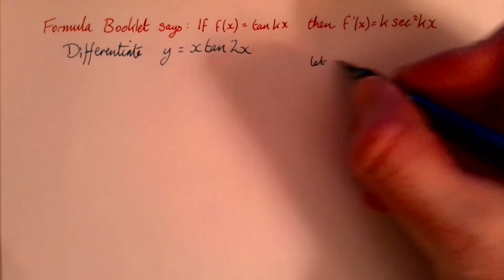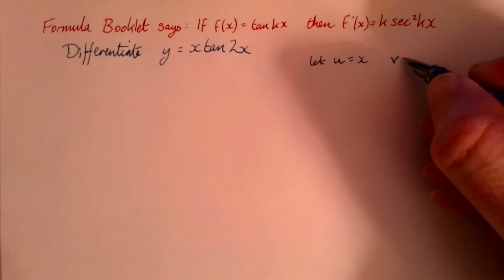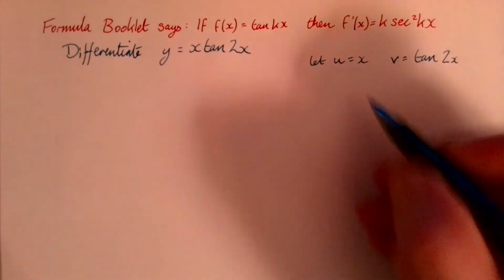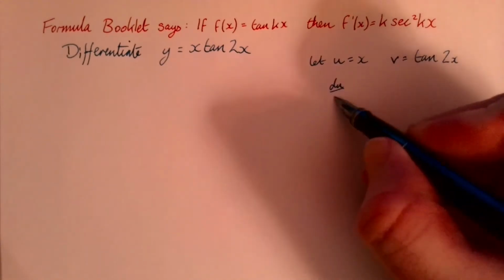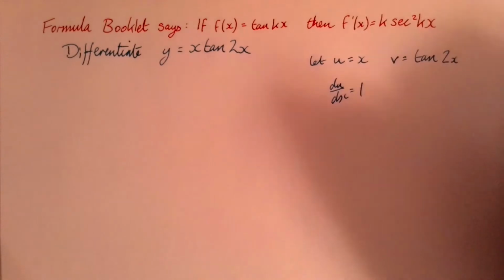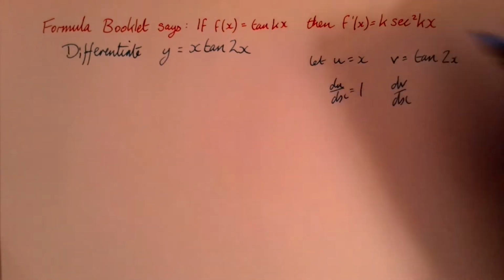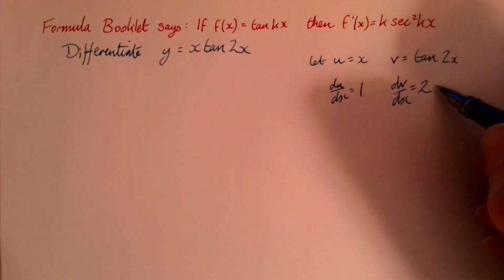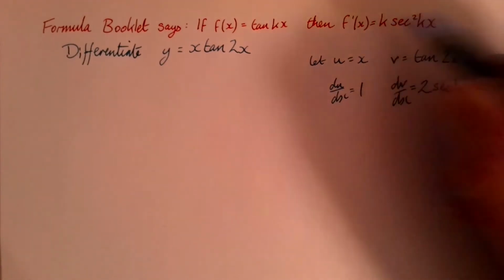So if you let u equal x and v equal tan 2x, we then need to differentiate both of these. So du dx will be 1, won't it? And dv dx, we can look to our formula booklet to help us out there and give us 2 sec squared 2x, because the 2 being the k.